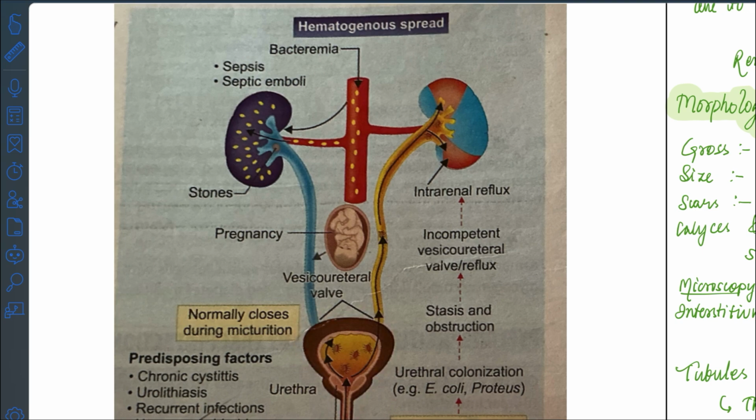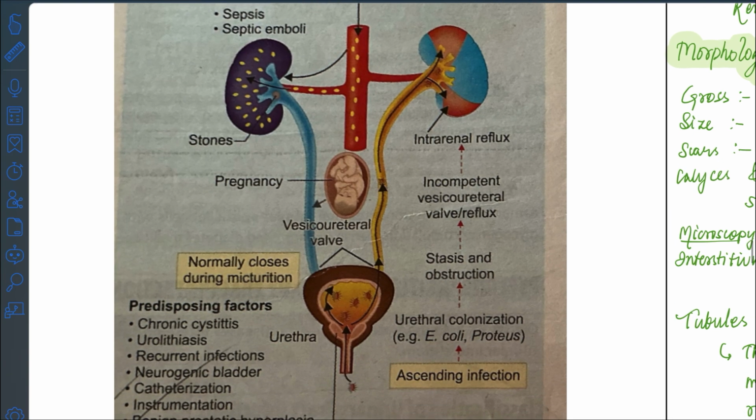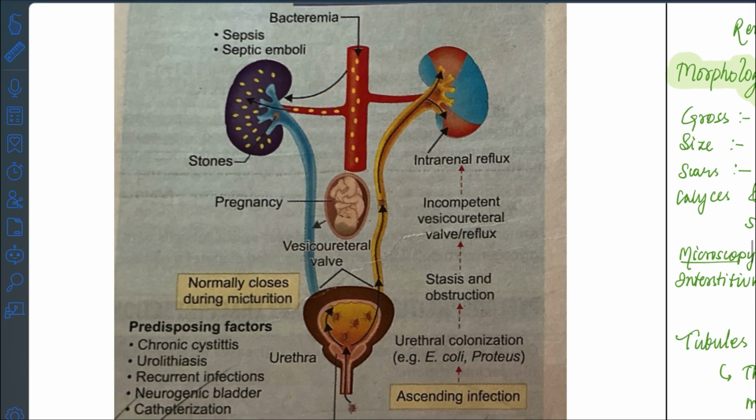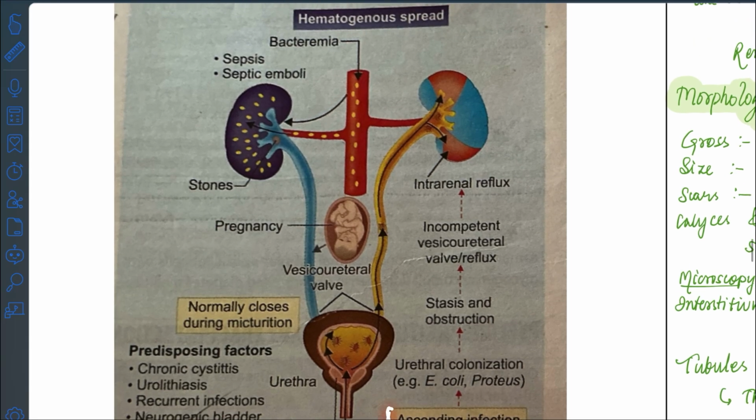So what are the predisposing factors for acute pyelonephritis? It can be chronic cystitis, urolithiasis, recurrent bacterial infection. It can be neurogenic bladder, use of catheter or any other instruments, and BPH, benign prostatic hyperplasia. The most common route of infection is the ascending infection.